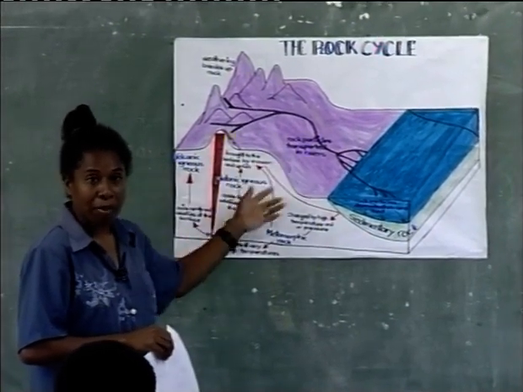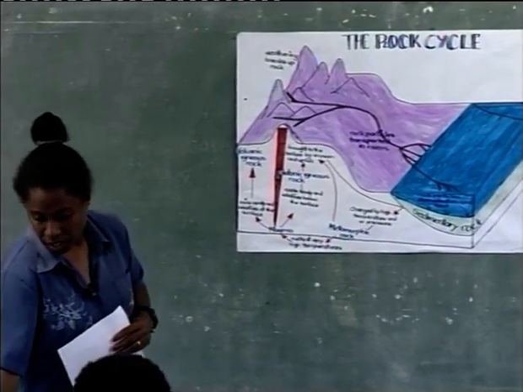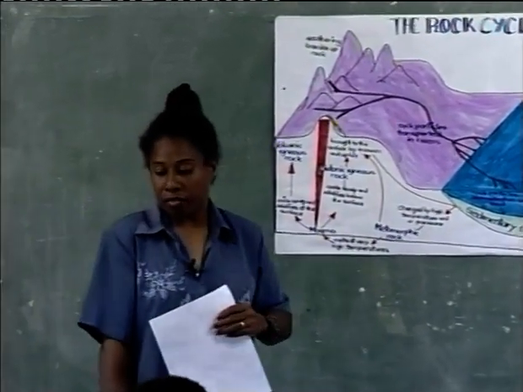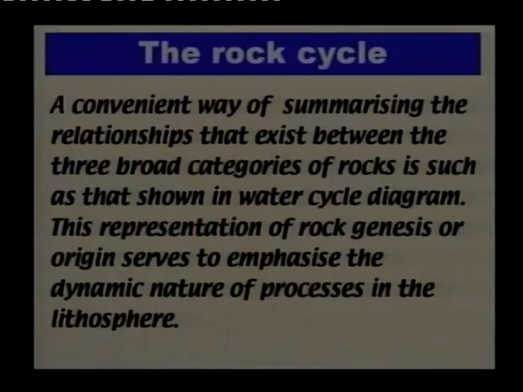So we could just recap again on what we have done to finish off the work on the rock cycle. Note there from the monitor, it tells us that a convenient way of summarizing the relationship that exists between the 3 groups of rocks that we have studied is by using a diagram. Similar to what we have done on the rock cycle, we could also draw the water cycle to show the different processes. But we are not looking at the water cycle, we are looking at the rock cycle.